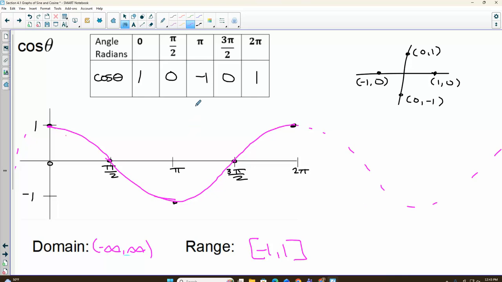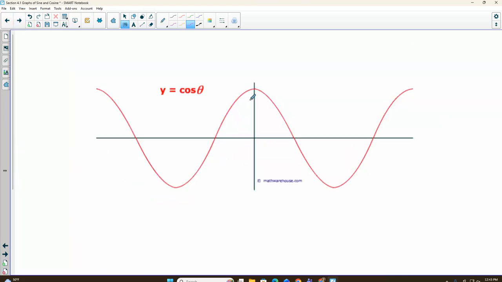So that's all we are doing on your handout today. Now we're just going to go to our notebooks for everything else. I have a picture here just illustrating 2 periods, a period is just until it repeats, so this is 2 complete graphs of cosine.